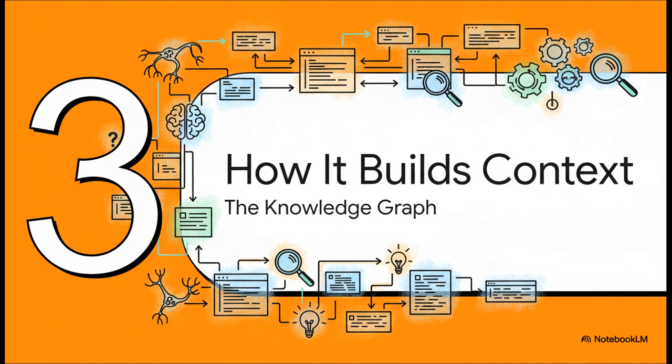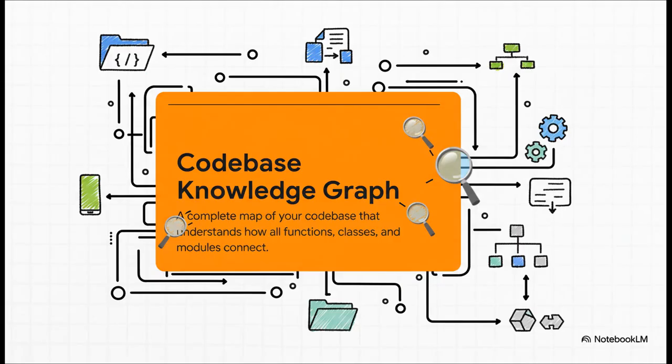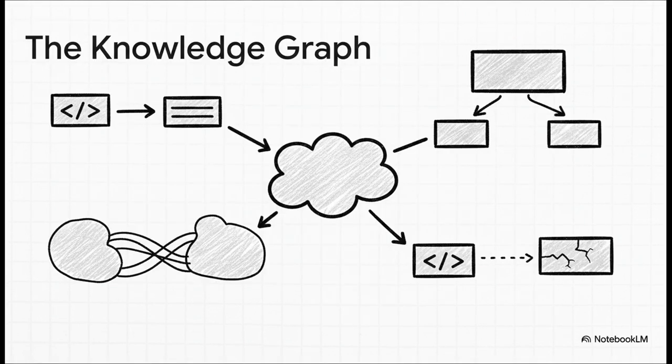Let's pop the hood. The secret sauce here is something called a codebase knowledge graph. Honestly, the best way to picture it is like a super detailed map of your entire project. Greptile isn't just seeing a folder full of files. It's actually mapping out how every single piece connects to every other piece. And this map is incredibly detailed. The graph literally understands how functions call each other, which classes inherit from other classes, how different modules depend on one another. It even knows where old deprecated functions are still being used deep inside the codebase.